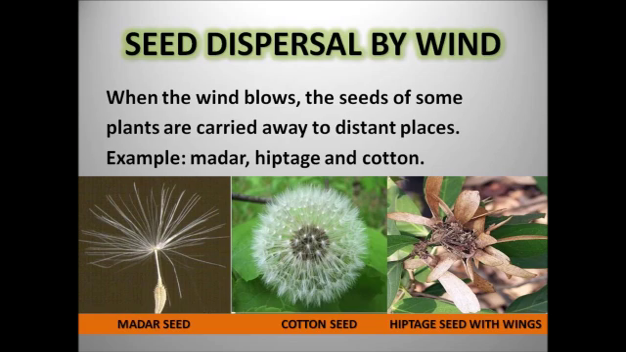We can have examples of such seeds like Maida, Hiptage and cotton. These seeds are very light-weighted and they have hair-like structures or wings that you can see on the screen also. The pictures of Maida seed, cotton seed and Hiptage seed with wings. Hiptage seed has wings.